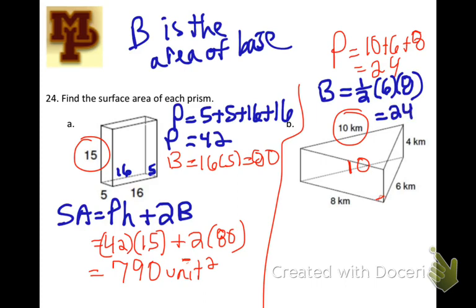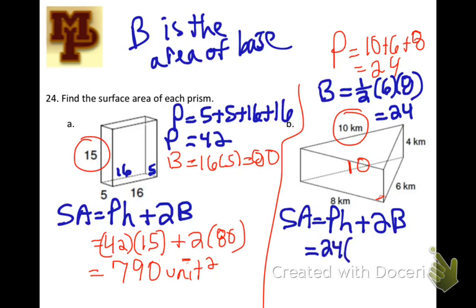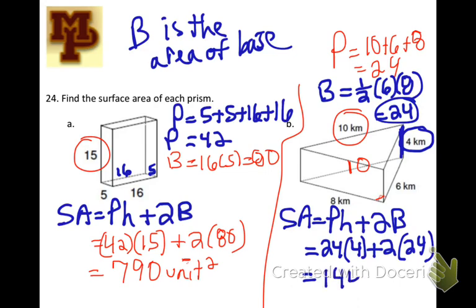Alright, so now we're going to use the formula. So the formula is the same as the other one there. So it's the perimeter of the base times the height plus 2 times the area of the base. So the perimeter of the base we figured out is 24. The height is given right there. It's 4. So that's 4, and then plus 2 times the area of the base, which we found out was 24. So multiply those together, figure it all out, you get 144, and that is kilometers squared, square kilometers, okay?